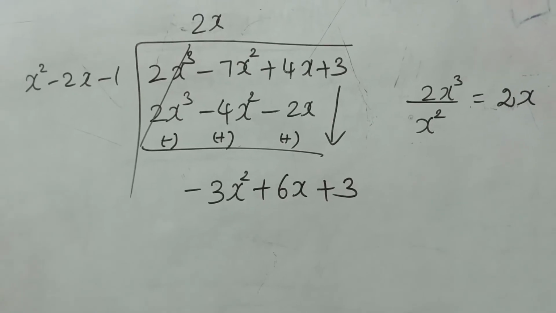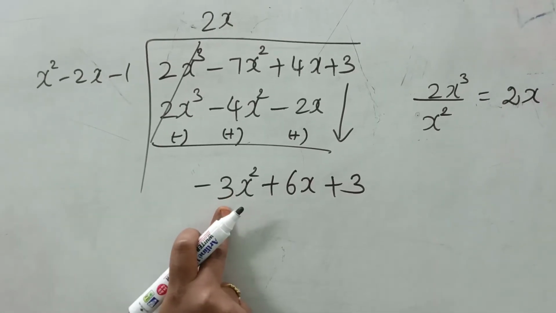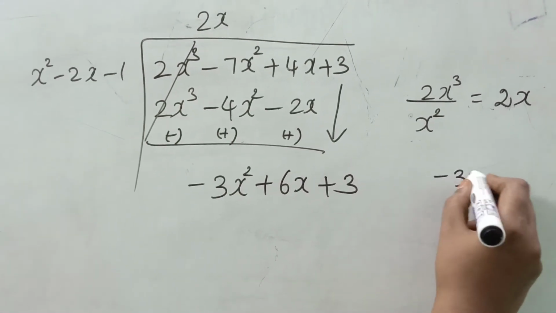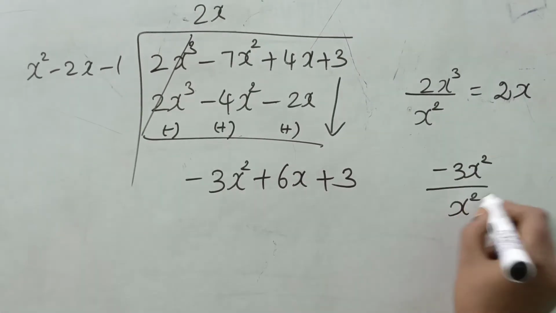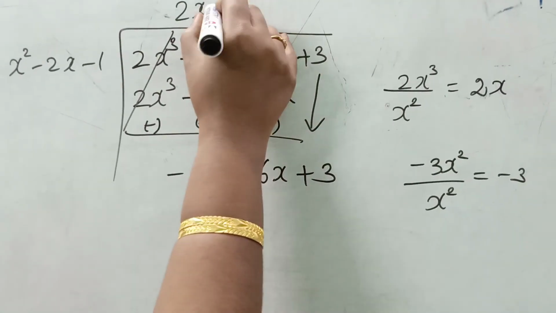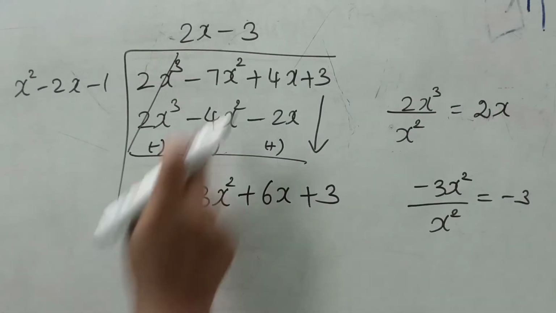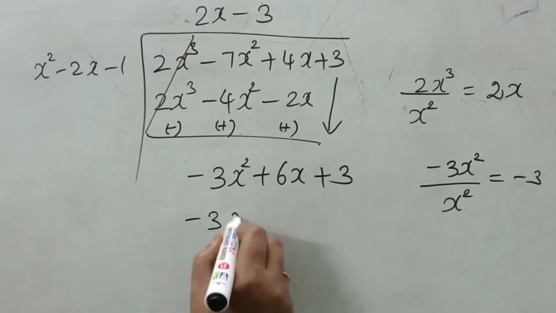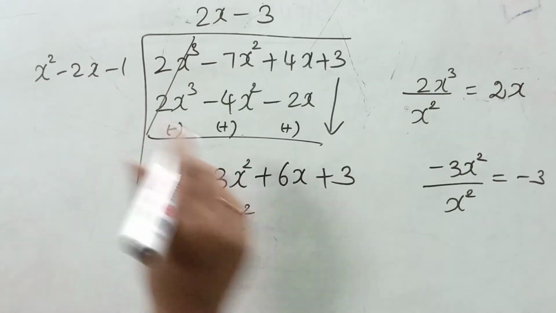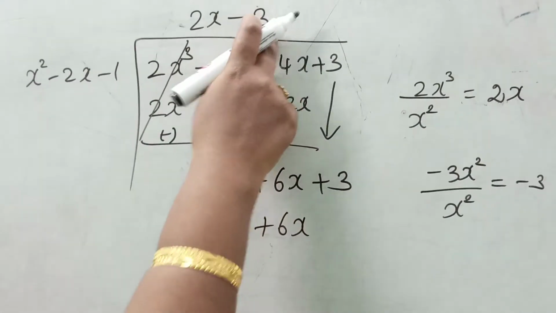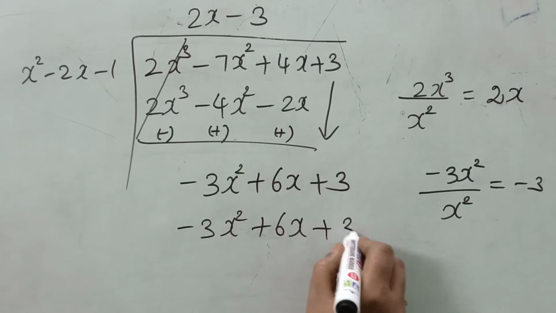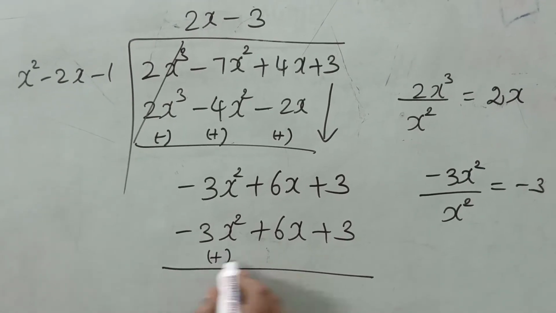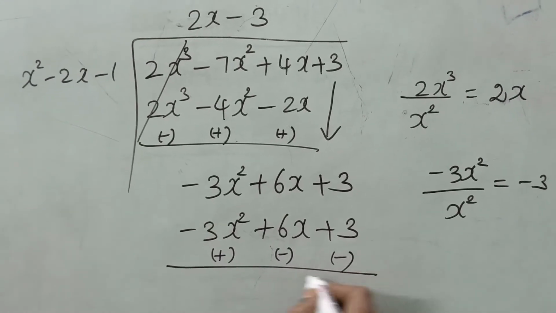Again we continue the same process. Divide the first term of this one by the first term of the divisor. Minus 3x square divided by x square is equal to minus 3. That you should write in the quotient place. Minus 3 into the whole divisor: minus 3 into x square, minus 3x square. Minus 3 into minus 2x, plus 6x. Minus 3 into minus 1, plus 3. Changing the symbol of the second one: minus becomes plus, plus becomes minus, plus becomes minus.